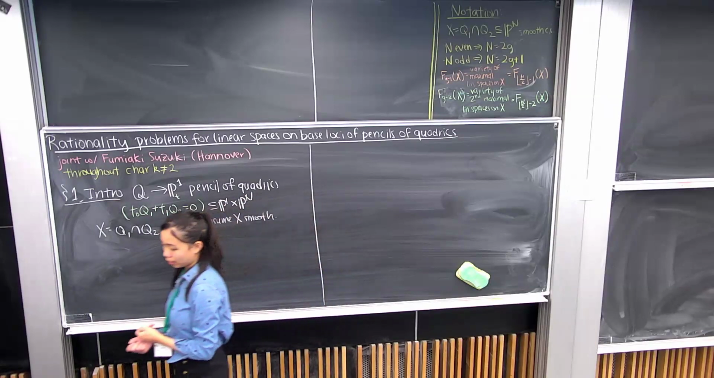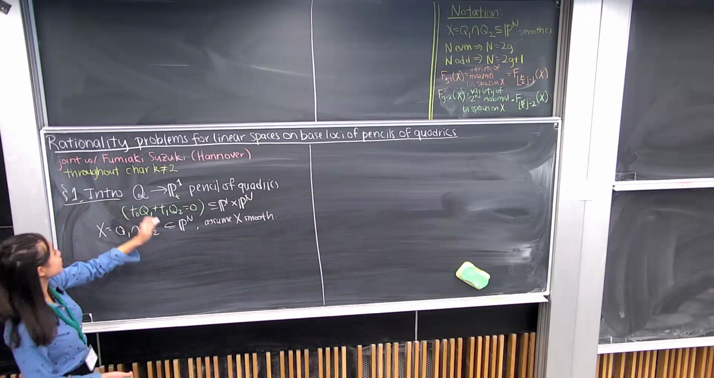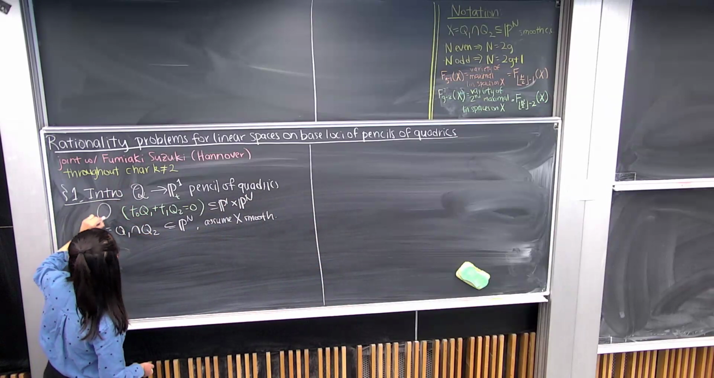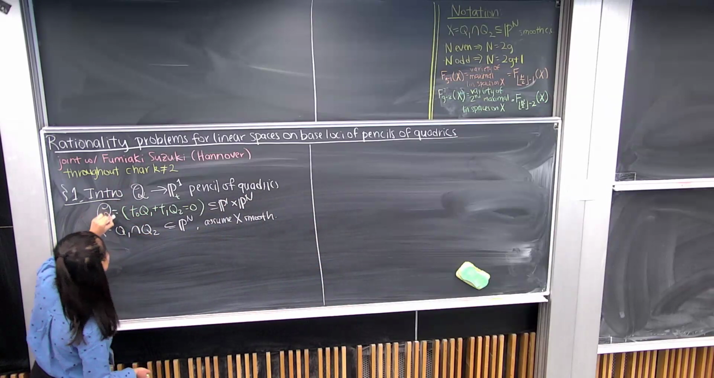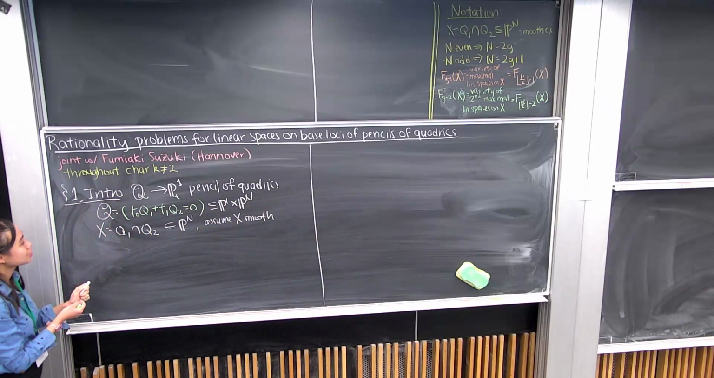Sorry, what is Q again? Curly Q? There's a map from Q to, yeah, curly Q. Yeah, sorry, Q is the total space of the pencil of quadrics. Thank you. It's just a projection onto the T coordinates.